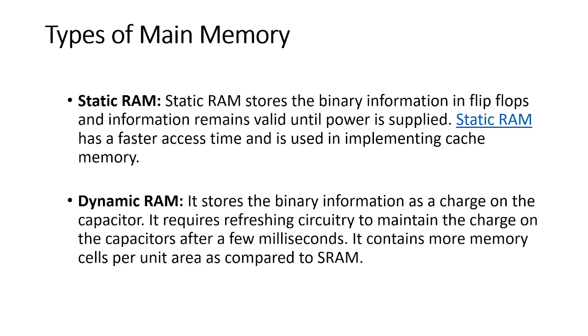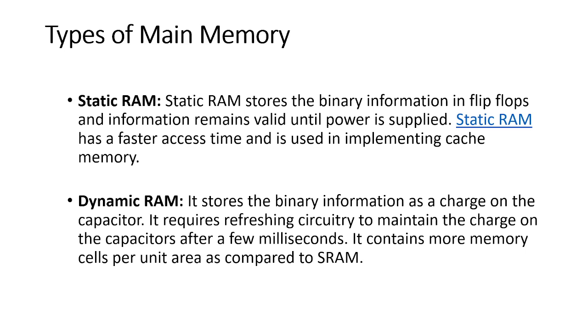But the main advantage is the faster access time, and it is used in implementing the cache memory. The next one is the dynamic RAM. Dynamic RAM also stores the binary information based on a capacitor. A capacitor is also one type of memory element that is used to store memory data or instructions. It requires refreshing circuitry to maintain the charges.